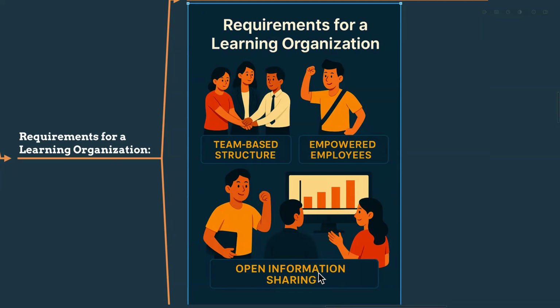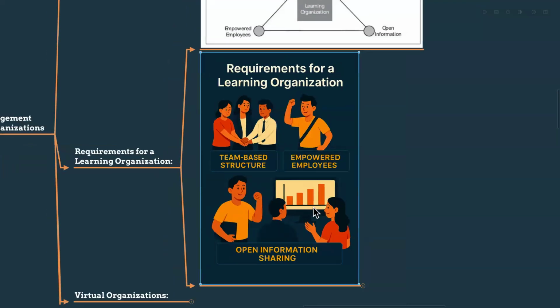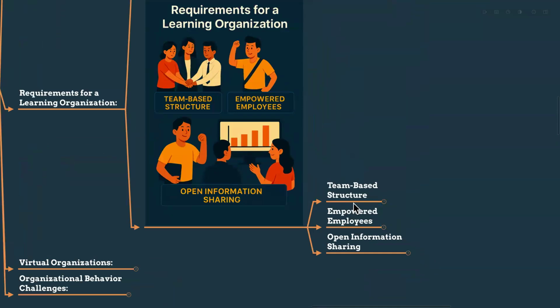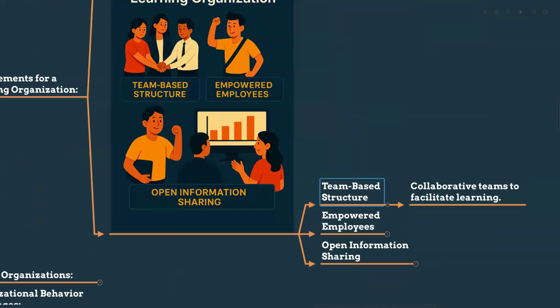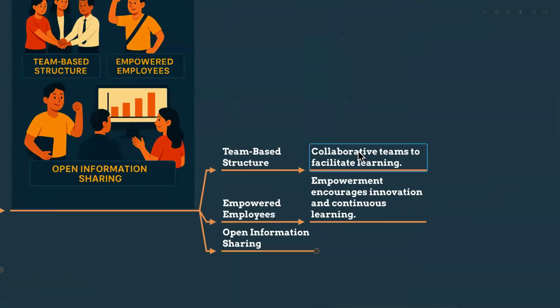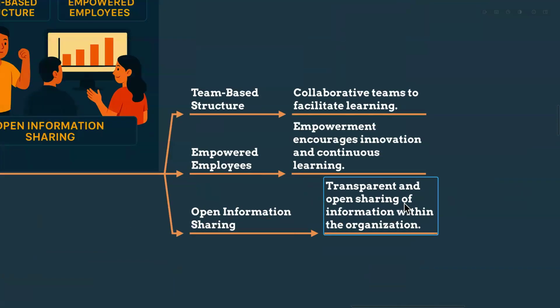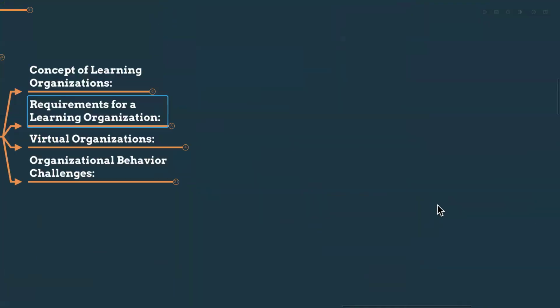At the same time, open information sharing. No secrets between departments. Everyone should know what's happening in the company. The sales team should tell production about the customer complaints. Because the production team doesn't get involved with customer relationships, but the sales team is. So the sales team should communicate the customer complaints to production, so that only then can production improve their products. So there should be these three things: team-based structure, empowered employees, and open information sharing to create a learning organization. The team-based structure means collaborative teams to facilitate learning. Empowered employees means empowerment encourages innovation and continuous learning. And open information sharing means transparent and open sharing of information within the organization.